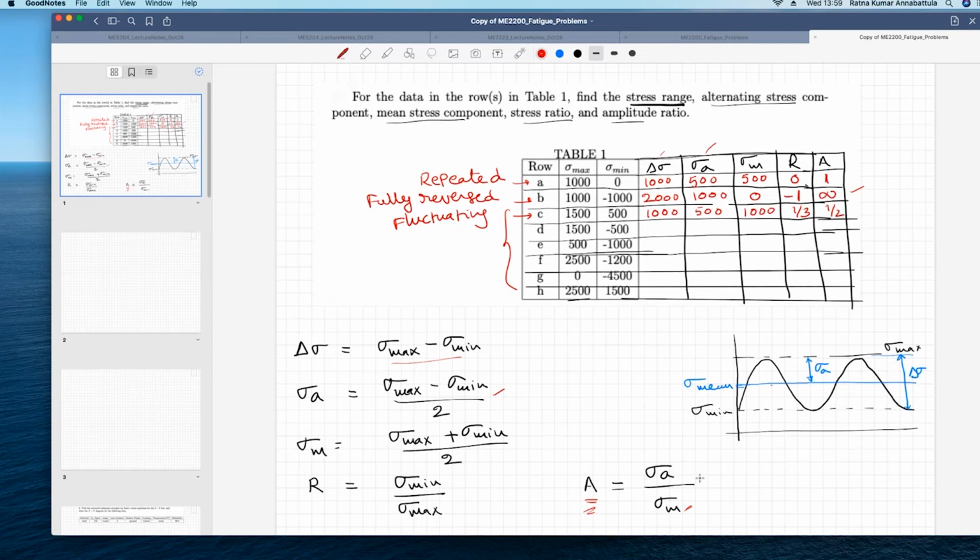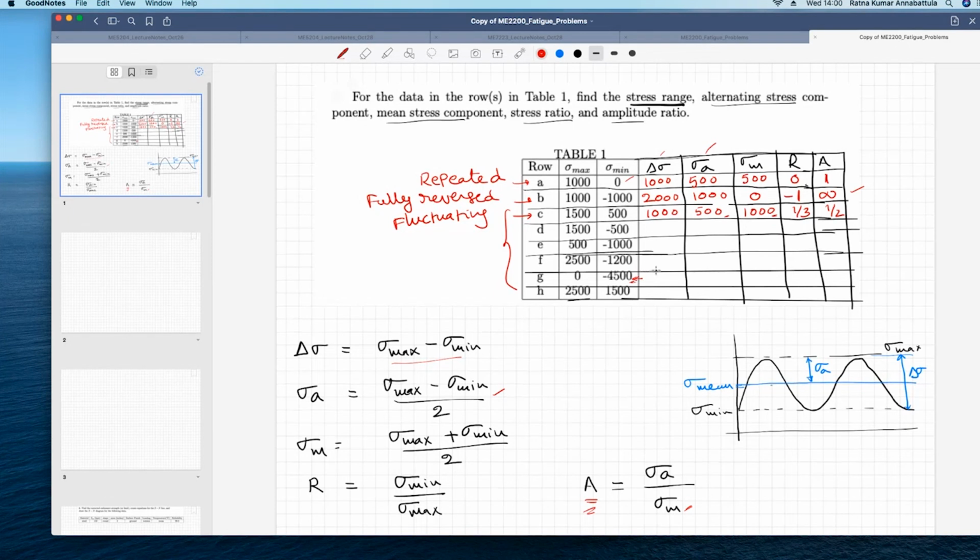Sigma A by sigma m, sigma A is 500, sigma m is 1000, so 500 by 1000 is 1 by 2. And likewise, we can calculate for all of them, and then let us see this particular case. Normally, what we have seen was sigma max was 0. Here, sigma min was 0. Here, sigma max is 0, which actually means it's a repeated loading, but completely in the compressive state of stress. That is what it means.